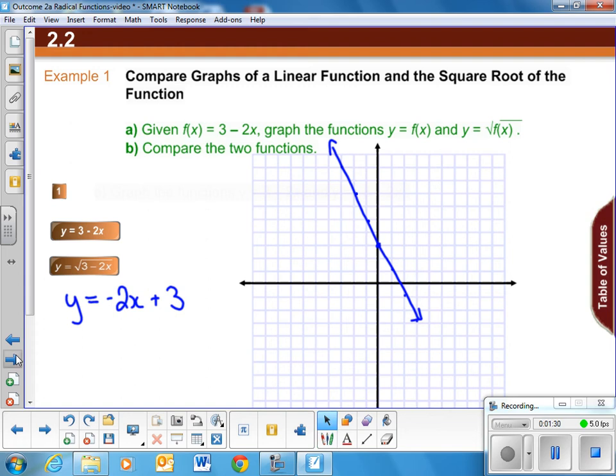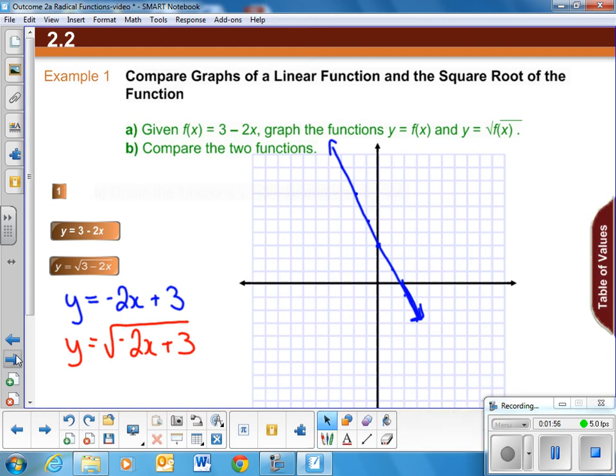Now we're asked to graph the square root of this function. When we take the square root of this function, what we are doing is taking the square root of each of the y values. Anywhere that original function is less than 0, so this first part of our graph, the square root function will be undefined, so we won't have any points there.